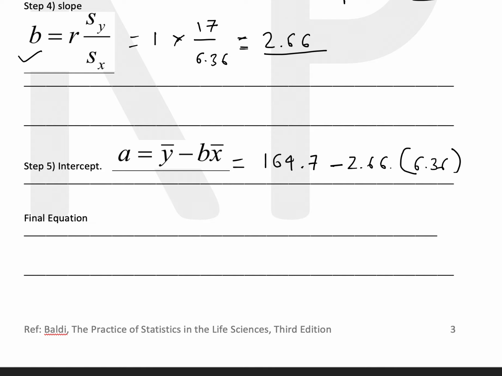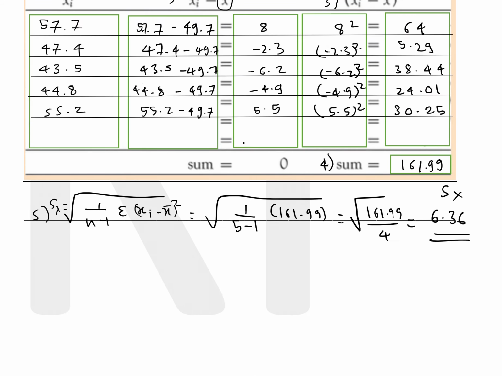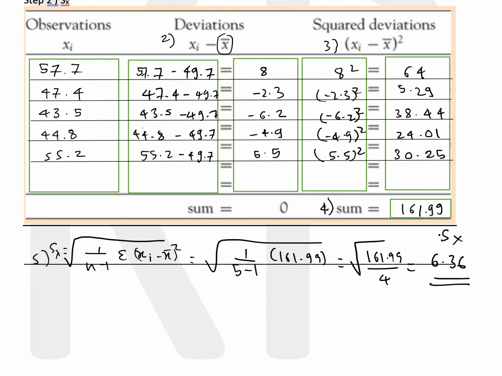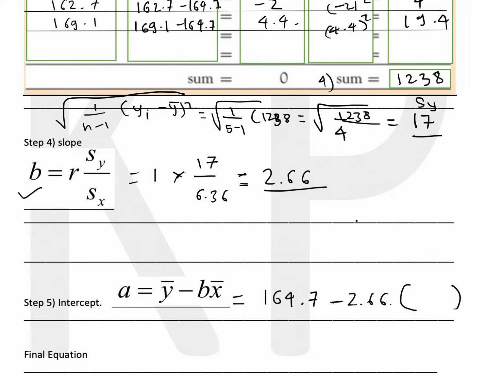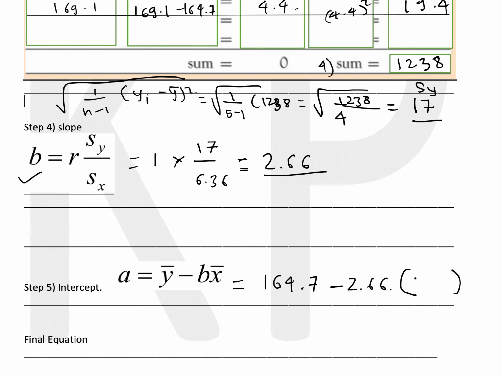Now 6.36 is not the mean, as we can see. Let me show you that. 6.36 is the standard deviation of x, so you should not be taking that. You will need mean of x. So mean of x is 49.7. So be careful not to make such kind of mistake. 49.7, because that is the mean of x we want, not the standard deviation of x. And when you solve this, you should be able to get the answer as 32.7. That is your intercept.